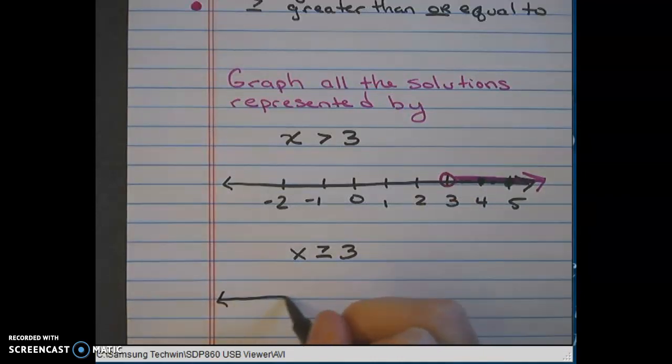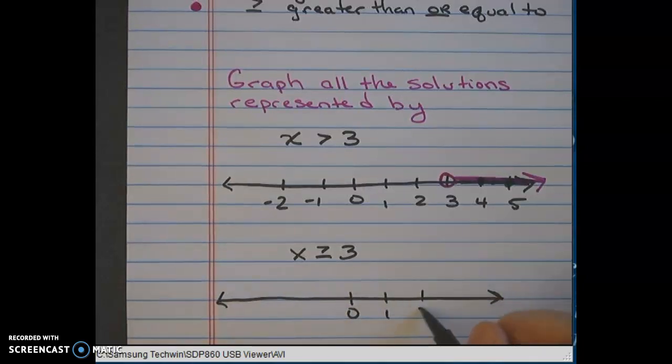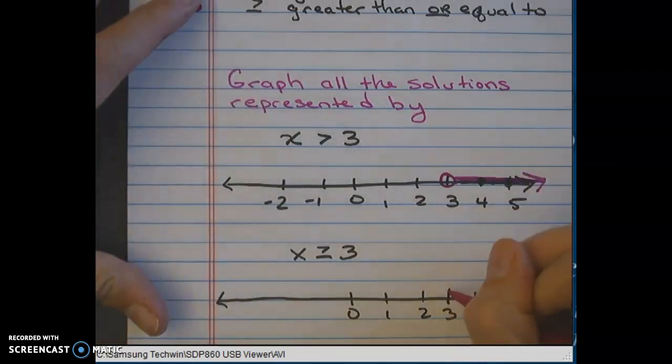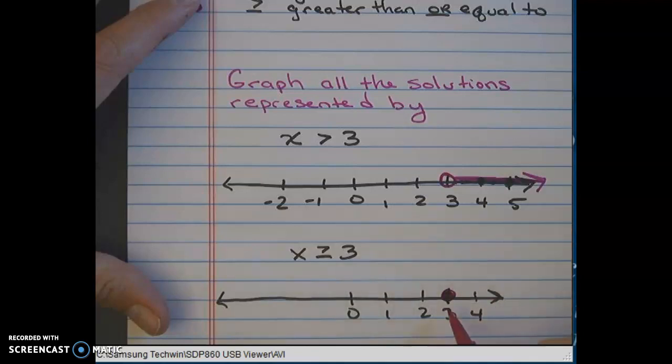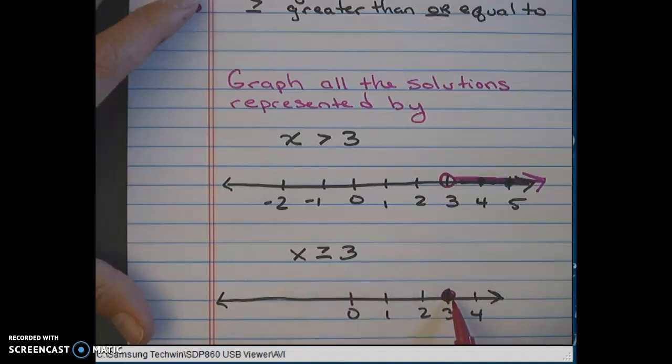The difference is when you go to graph these, if this is 0, this is 1, this is 2, 3, 4, 5, instead of an open circle at 3, we would close in that circle. When you close in a circle in algebra, what you're telling the reader is 3 is part of the answer. Here 3 isn't. I still want all the numbers that are either equal to or greater than.